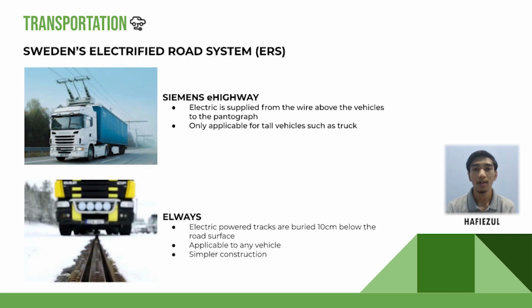High-capacity batteries will increase total vehicle weight. To reduce the capacity, dynamic charging has been introduced to charge the battery continuously while in motion. Sweden has implemented an electrified road system by using the Siemens e-highway, where power lines are placed along the highway above the vehicle. However, this system is not suitable for cars. To overcome this, railways are used by burying electrified tracks below the road surface. The system is simpler and can be used by any vehicle.